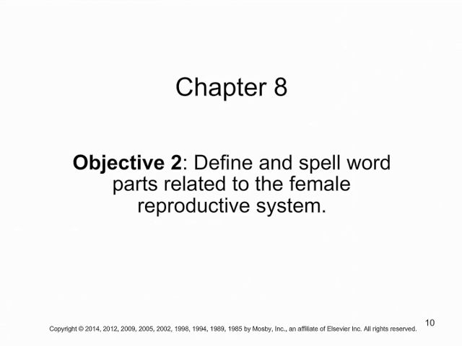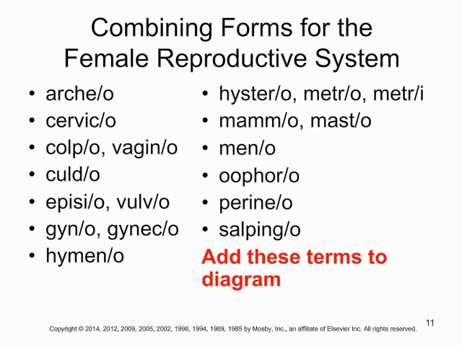All right, now that you got the anatomical structures down to the female reproductive system, now we're going to actually go into what the combining forms are. The first word on the list is archeo. Archeo is a generic term that can be used in a number of chapters. It means first or beginning.